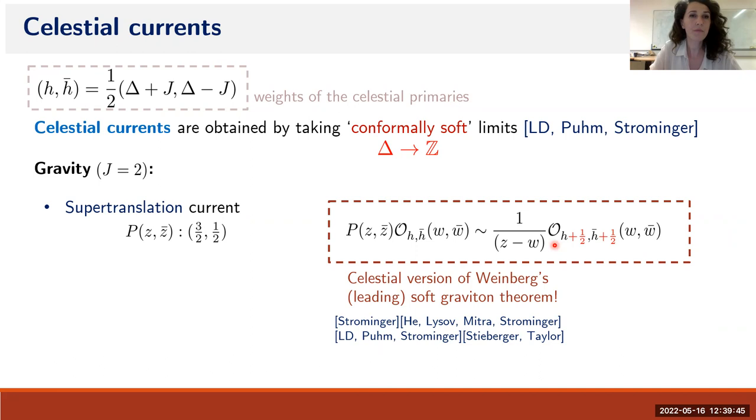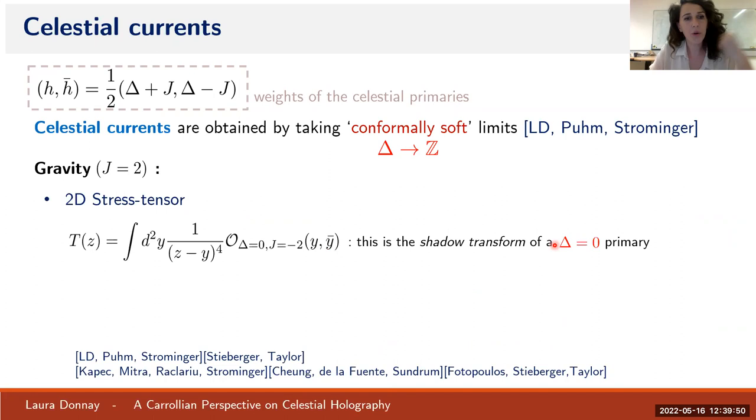So that's another current, the super translation current. But now you have a more familiar current. This is why people got excited and thought, okay, this starts to really look like a usual CFT too. You have something, remarkably, that transforms like a stress tensor. I don't want to go into many details here. It's actually the so-called shadow transform of a delta equal zero primary.